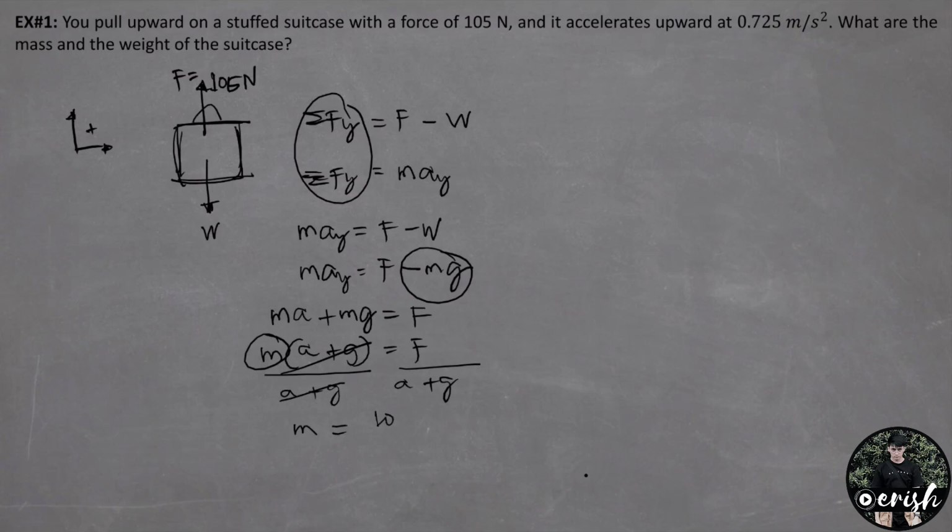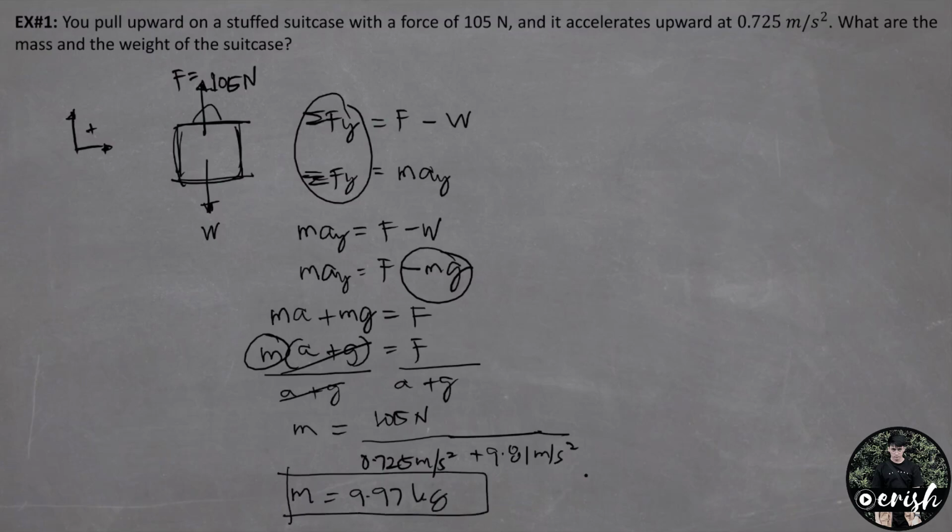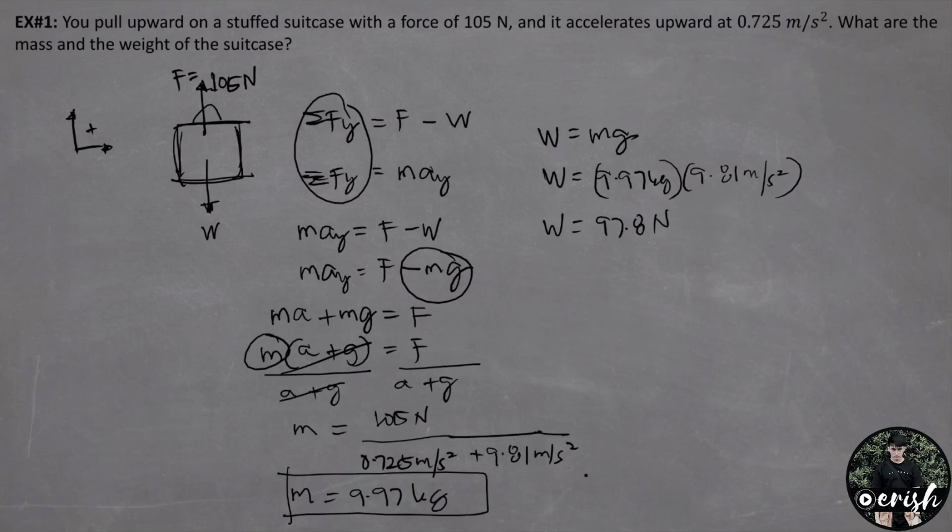Ang force na given is 105 newton. And the acceleration upward is equal to 0.725 meters per second square plus the gravity na 9.81 meters per second square. By calculating, mass is equal to 9.97 kilograms. For the weight naman, again, we just have to multiply the mass to the acceleration due to gravity. So for weight, this is equal to mass times gravity. Mass is equal to 9.97 kilograms, and we multiply it to 9.81 meters per second square. Weight now is equal to 97.8 newton. So this is the mass and the weight of the suitcase, and this is example number 1.